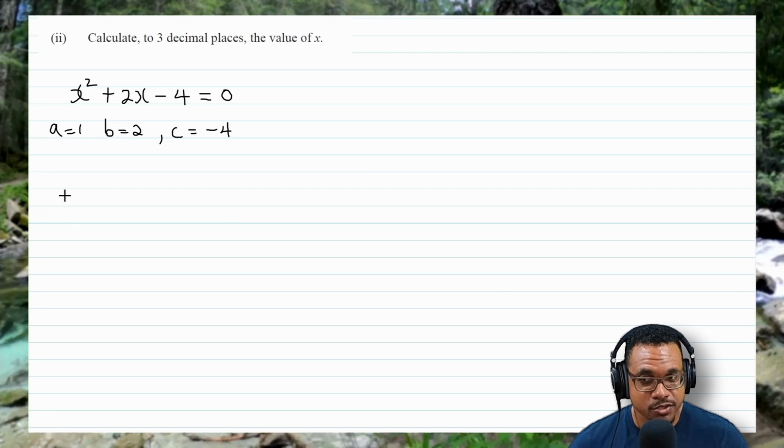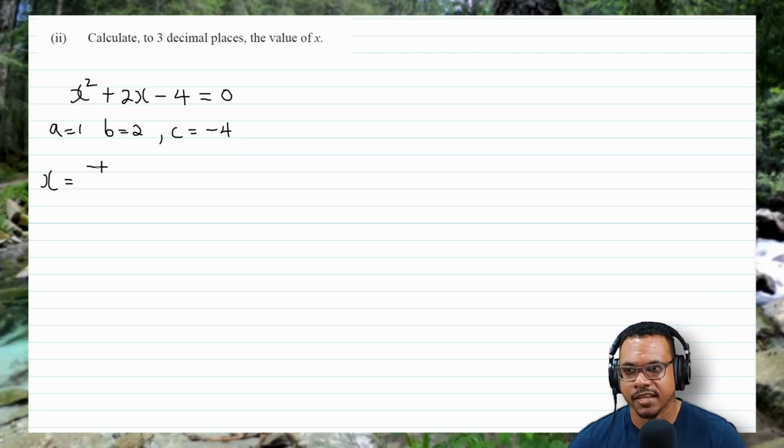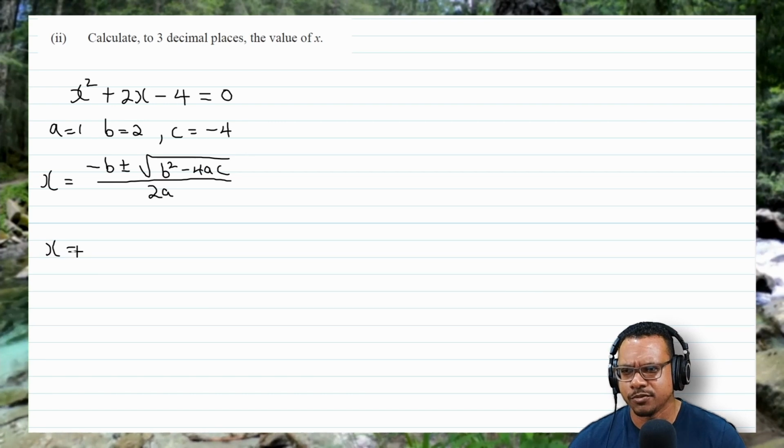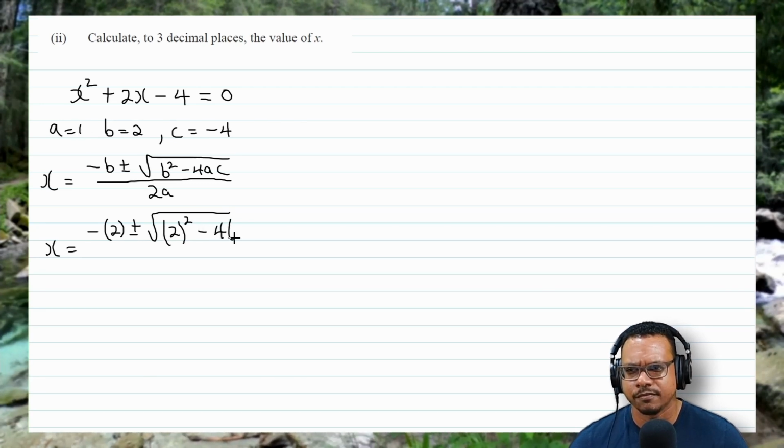Now the quadratic formula is usually given on your formula sheet, so you should see it reading as x is equal to negative b plus or minus the square root of b squared take away 4ac all over 2 times a. So let's put in those values now. So we have negative b, which is negative 2, plus or minus the square root of b squared, so that'll be 2 squared, take away 4 times a, and a is 1, times c, and c is negative 4.